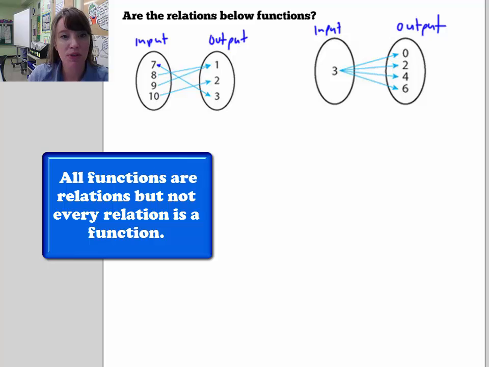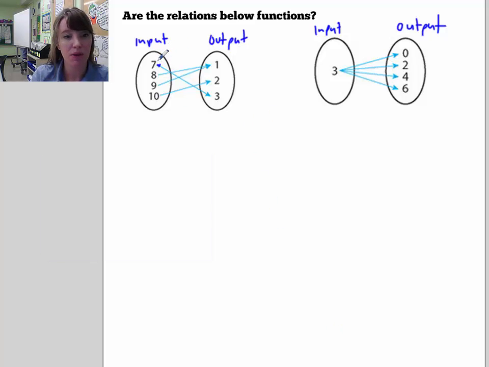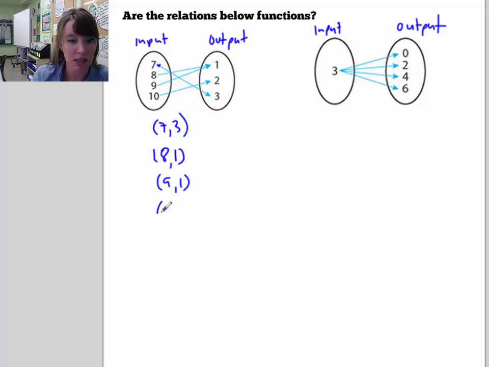So to determine if these relations are functions, we really just have to think about whether each input is sent to one output. So for instance, 7 is sent to 3. So 7 isn't being sent to two different places. 7 is just being sent to 3. And if I made a coordinate pair, the input would be 7, the output would be 3. Okay, 8 is being sent to 1. Okay, 9 is also being sent to 1. And 10 is being sent to 2.